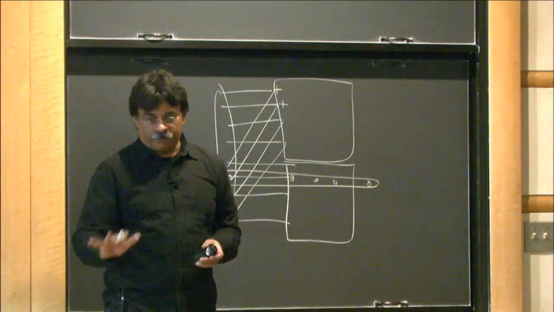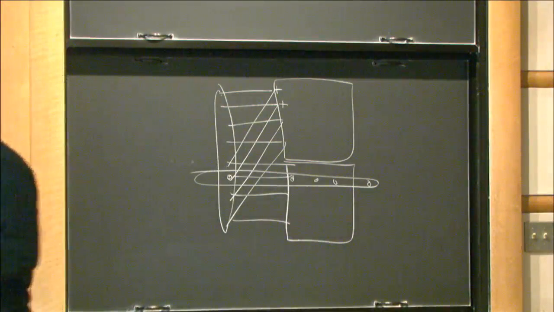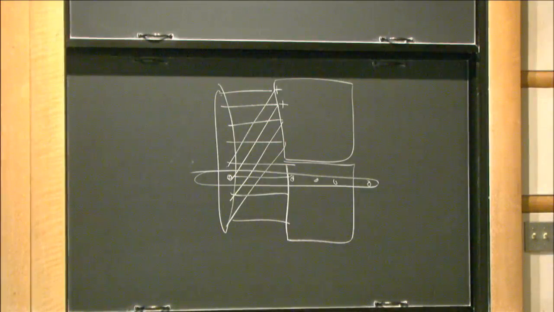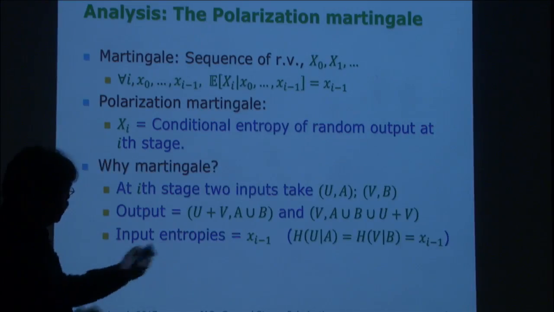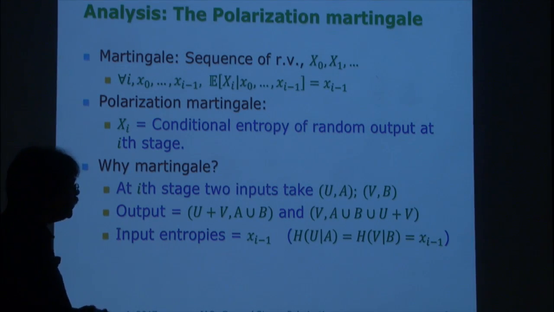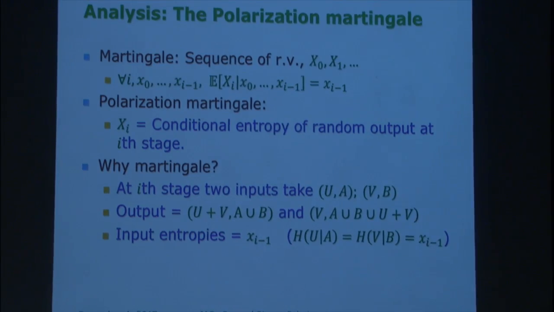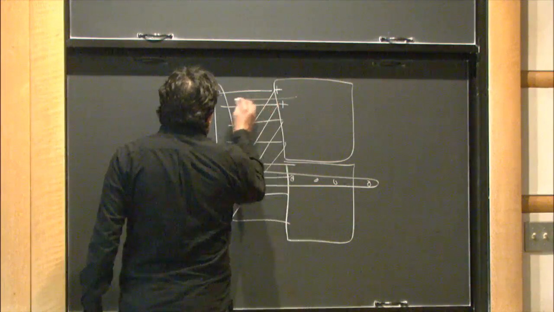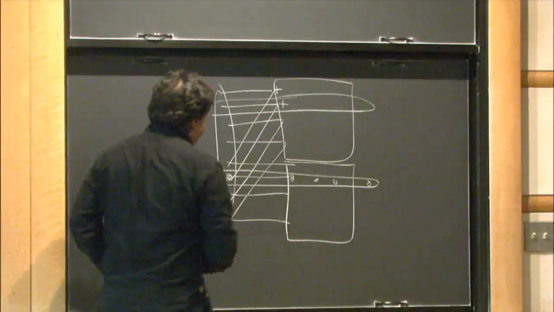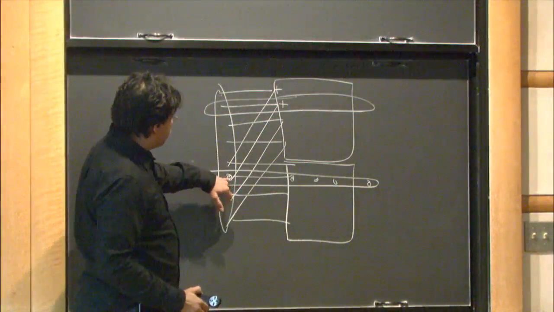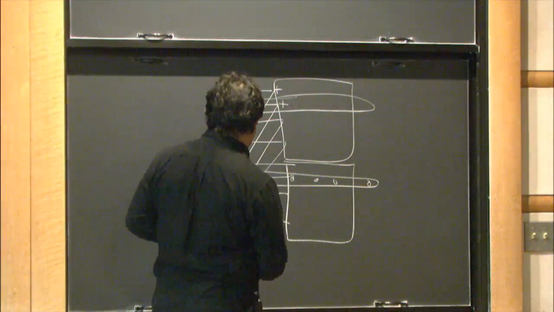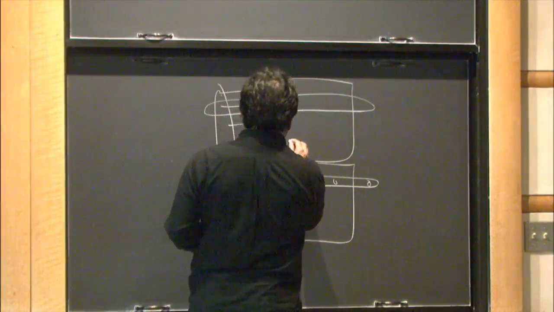Yes, it's exactly a butterfly network. It's often called the polarization butterfly. All right, so this is the quantity that I want to follow, and I claim this is a martingale. For instance, if I look at this particular bit over here, if I tell you what's the conditional entropy at, or let me say, maybe I look at this bit here, okay?